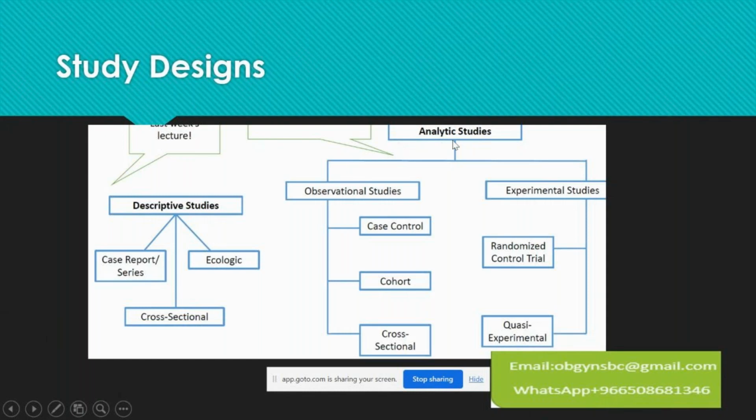Regarding analytic studies, again, they can be observational studies or experimental studies. Among the observational studies, we can include case control studies, the cohorts, the cross sectional, and then in the experimental studies, we can do the randomized control trials or the quasi experimental studies. These studies are just like trials, but the data is not randomized. That's why we call them quasi experimental.